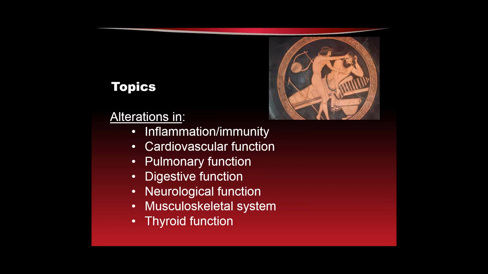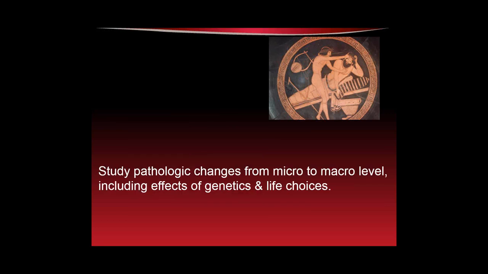Just to give you an idea of some of the topics that we do cover in the course, we talk about alterations in inflammation and immunity. We cover cardiovascular, pulmonary, digestive, and neurologic function and dysfunction. We talk about the musculoskeletal system, and we cover thyroid function. This is just to name a few of the primary topics. We study the pathologic changes from the micro to the macro level, and we also include the effects of genetics and life choices.